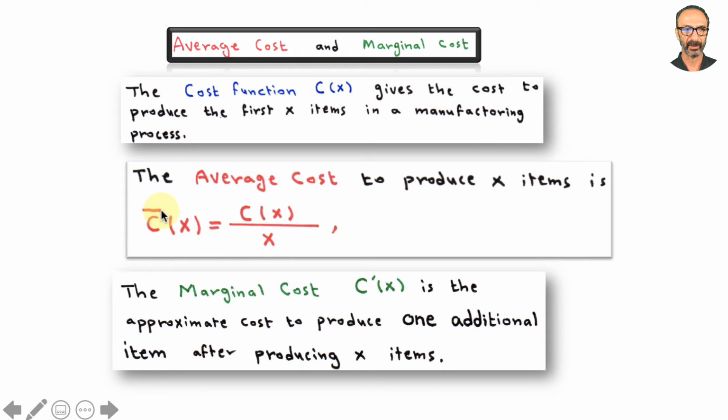Sometimes I put the bar right here, horizontal or all the way myself, just to distinguish between this little tick mark that represents derivative. The marginal cost, C prime, is the approximate cost to produce one additional item after producing x items. Now this is too dry still, but those are the main ideas that I'm going to go over with examples. So let's take an example.